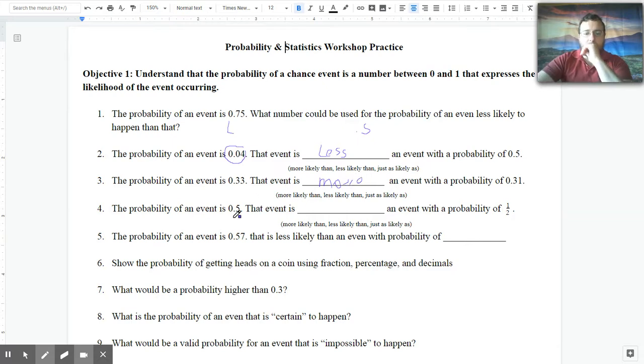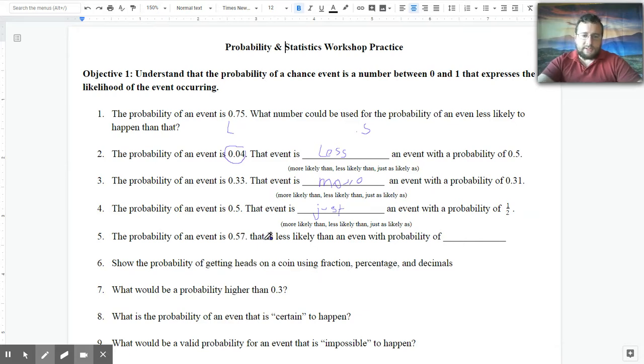The probability of an event is 0.5, and the other one is half. Remember, there's different ways to represent probability. You can do it with decimals, with percentages, or with fractions. And in this case, half and 0.5 are the same thing. So this will be just as likely or equal chance of happening as the two events because they are the same probability.